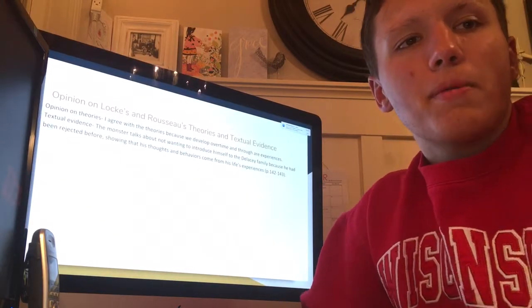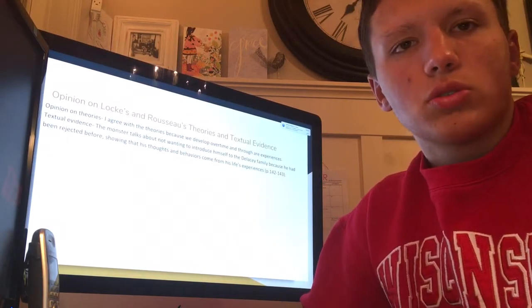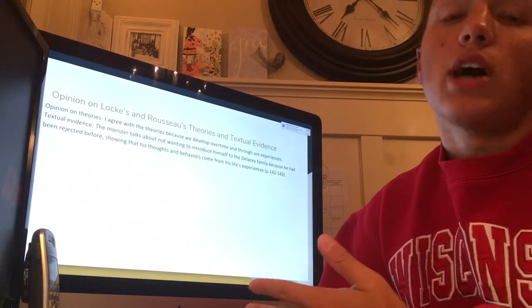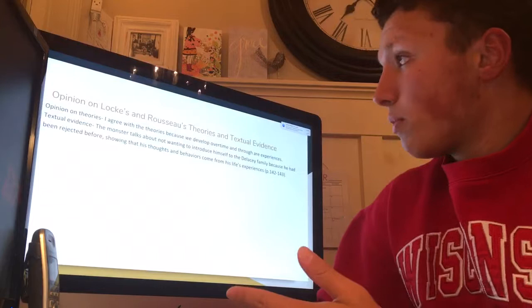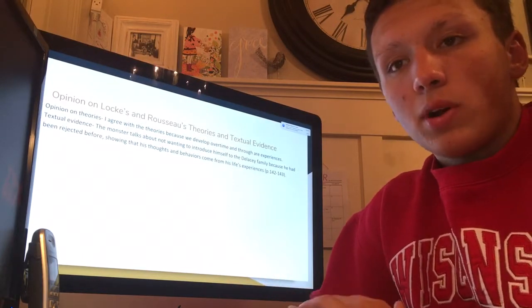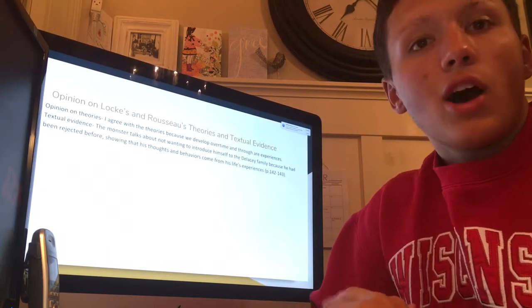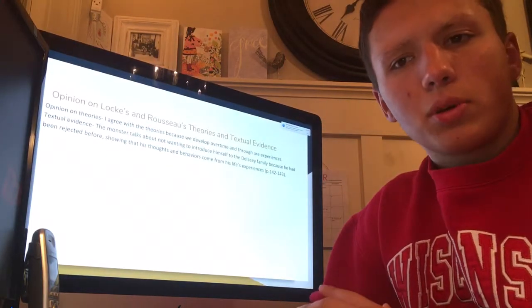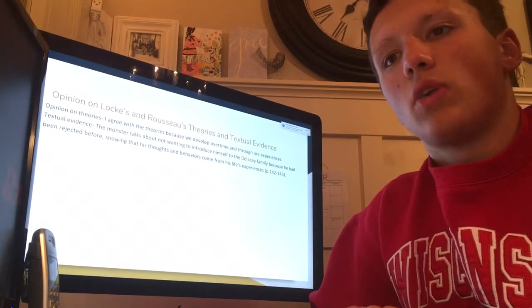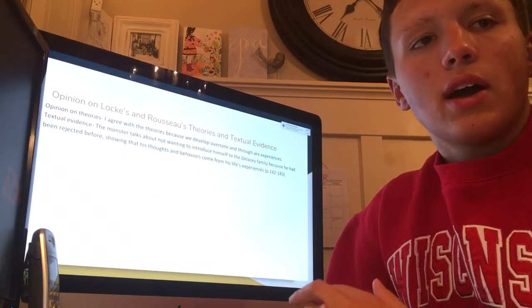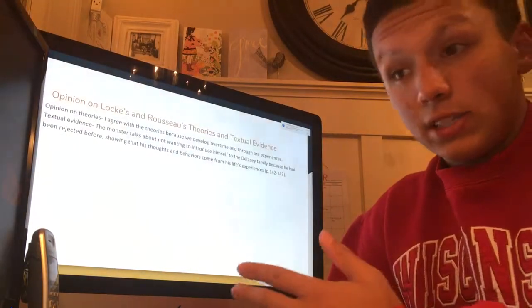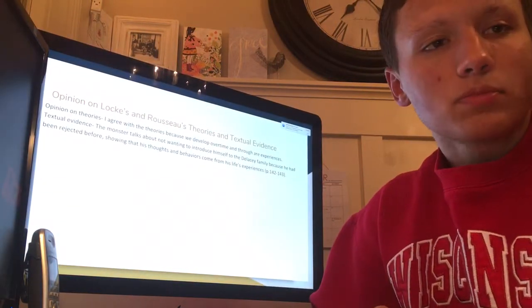So, my opinion on Locke and Rousseau's theories and textual evidence. I agree with both theories. I believe that humans develop from their experiences and they weren't born with everything. I also believe in the noble savage idea that when you are first born to society, you aren't corrupted because you do not know anything about it. And no one has an opinion about you, and that can stay the same or it can change.